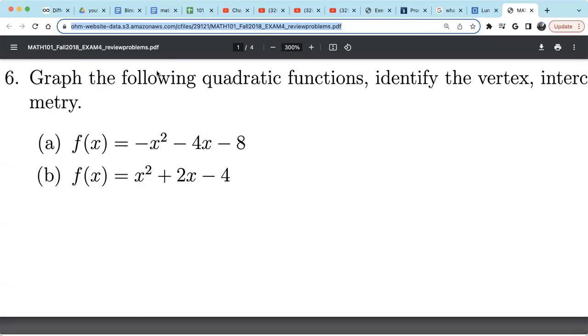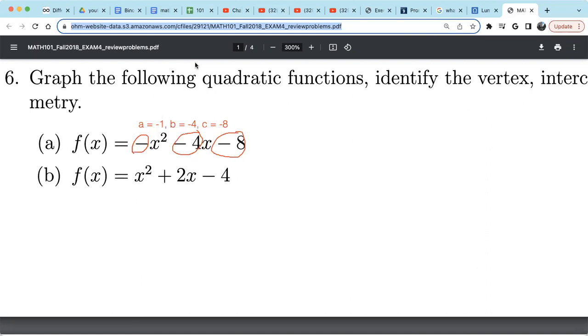Okay, let's keep going. So question 6, we want to graph these quadratic functions again. We want to identify vertex, intercepts, and line of symmetry. But those ones are written in the standard form. So we call the number before x squared A. We call the number before x B. We call the constant C. So if it's in a standard form, we'd like to identify those three numbers first. So write them down.